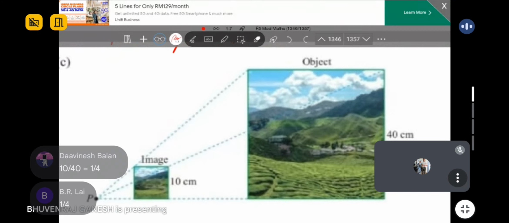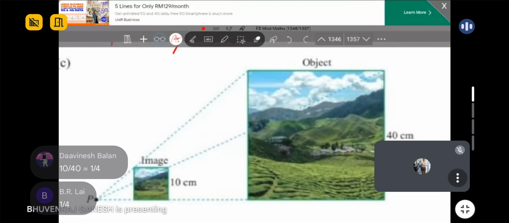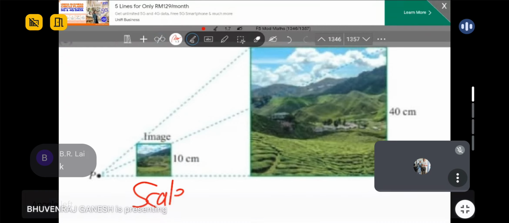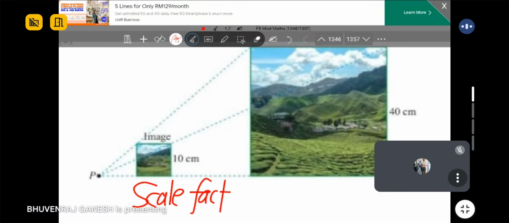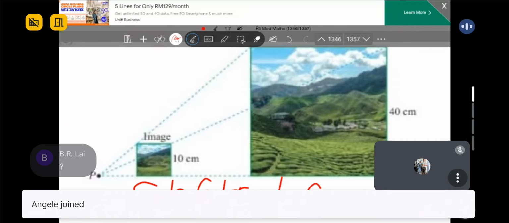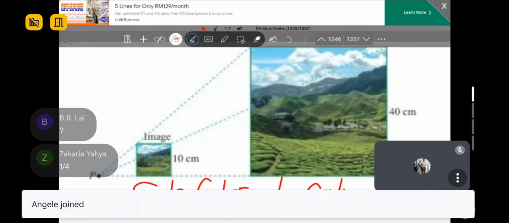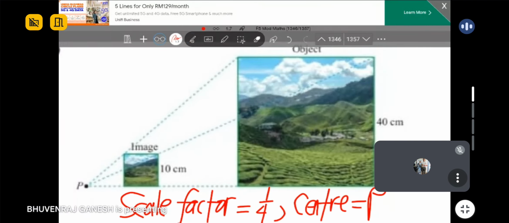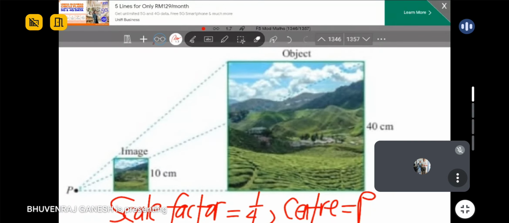Very good. Always remember image and object. So the scale factor is 1/4, then your center is P. For the scale factor, guys, you can always use the symbol K. K is the correct symbol.